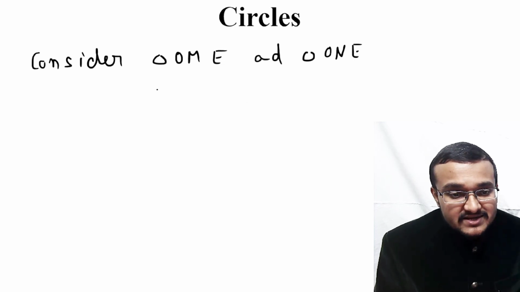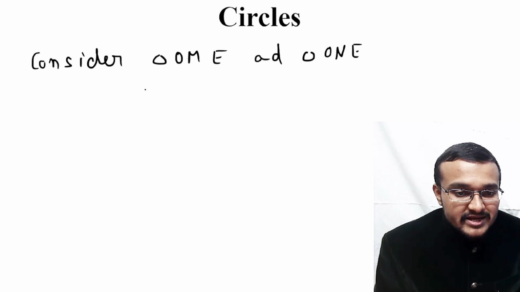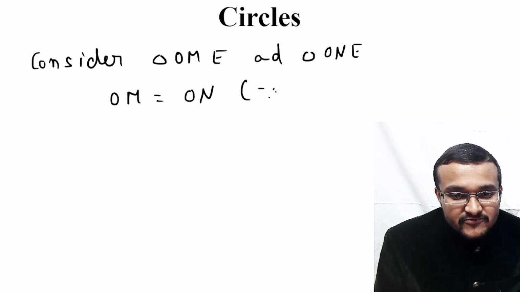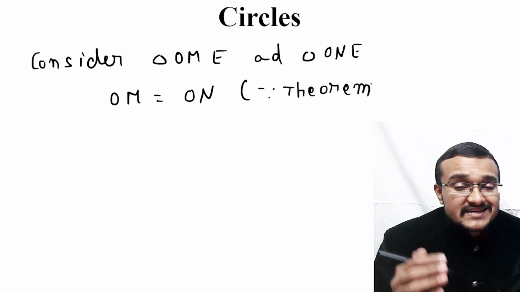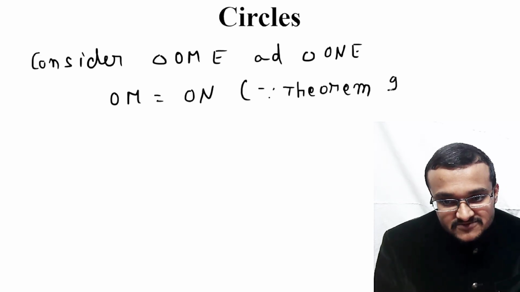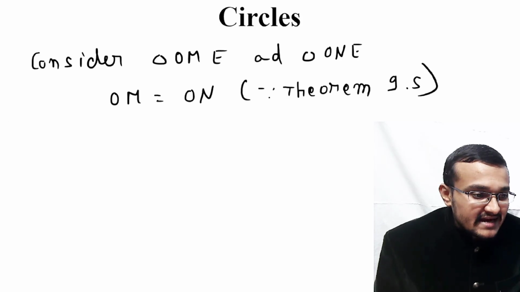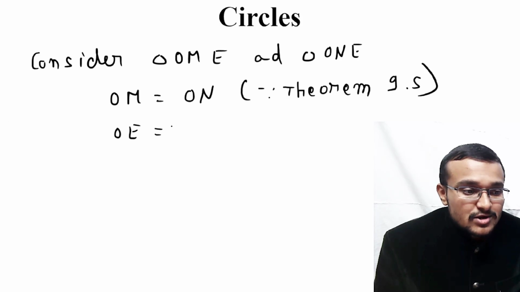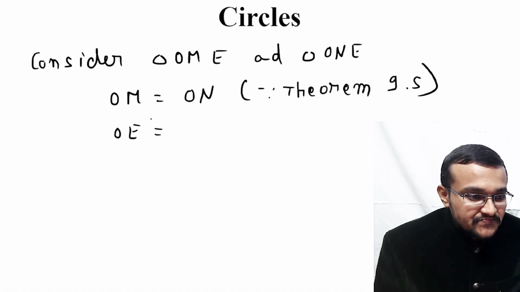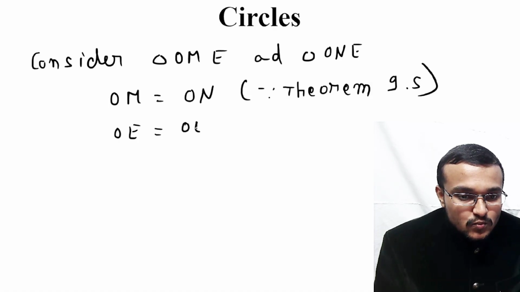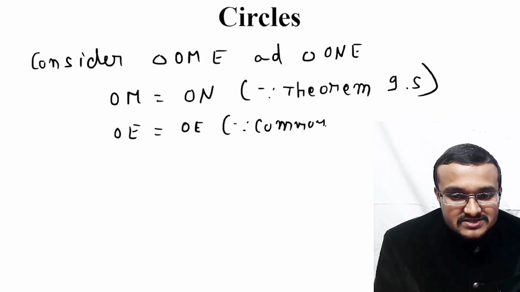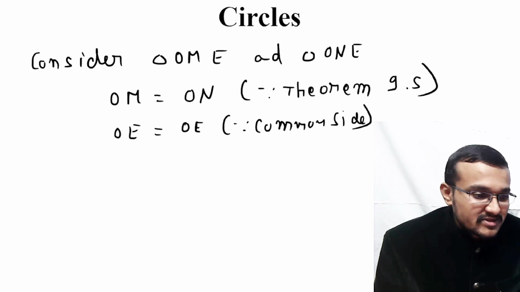In these two triangles, OME and ONE, OM is equal to ON. This is from theorem 9.5, because equal chords are at equal distance from the center. And OE is equal to OE, because OE acts as a common side.